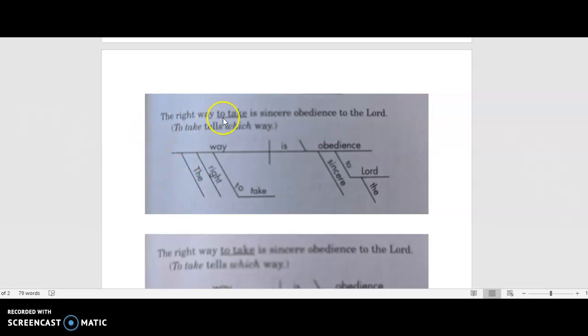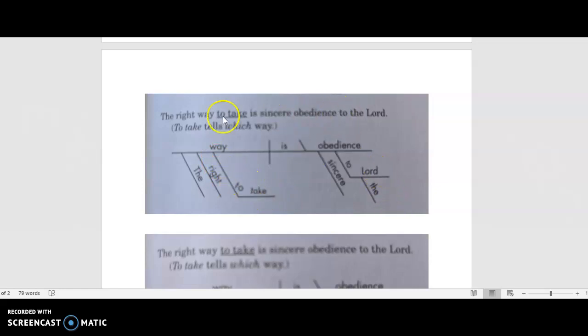The right way to take is sincere obedience to the Lord. I know this sentence does not make a whole lot of sense, but here is your infinitive phrase: the right way to take. You're going to see that it modifies the word way, and it is going to drop down, just like a prepositional phrase would. Drop down, take a right, and then you're going to kind of put it on the curve there.